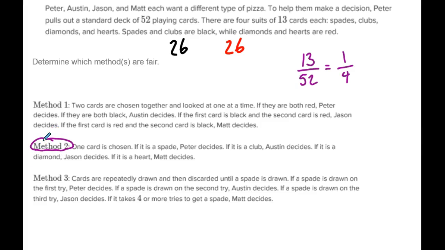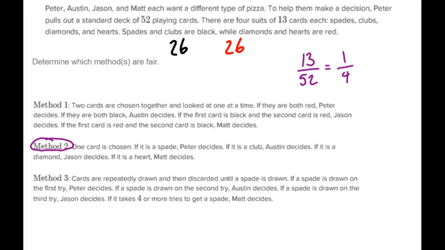Now we have to move on to method 3. Cards are repeatedly drawn and then discarded until a spade is drawn. If a spade is drawn on the first try, Peter decides. If a spade is drawn on the second try, Austin decides. If a spade is drawn on the third try, Jason decides. If it takes 4 or more tries to get a spade, Matt decides.